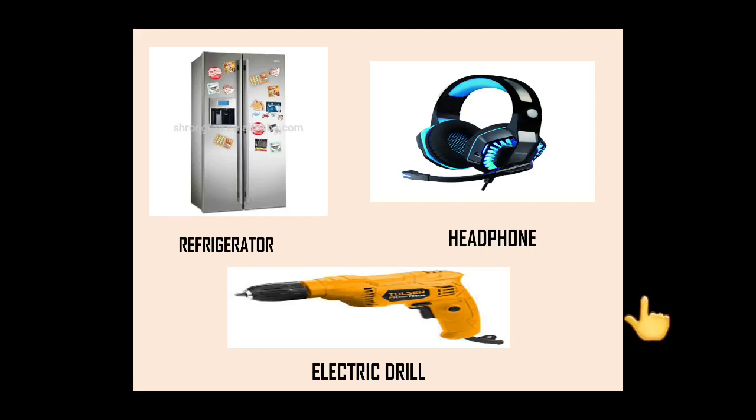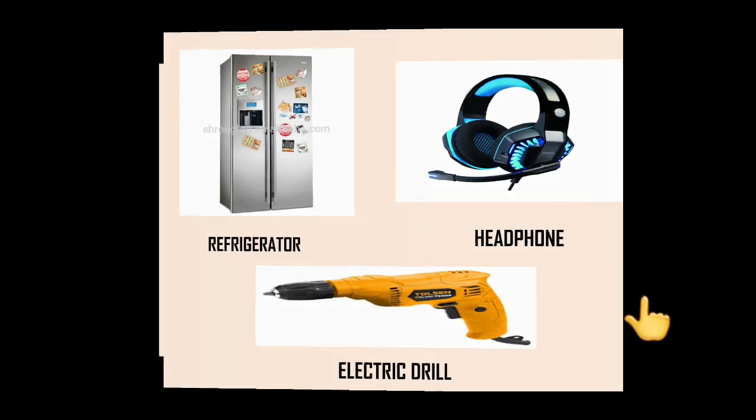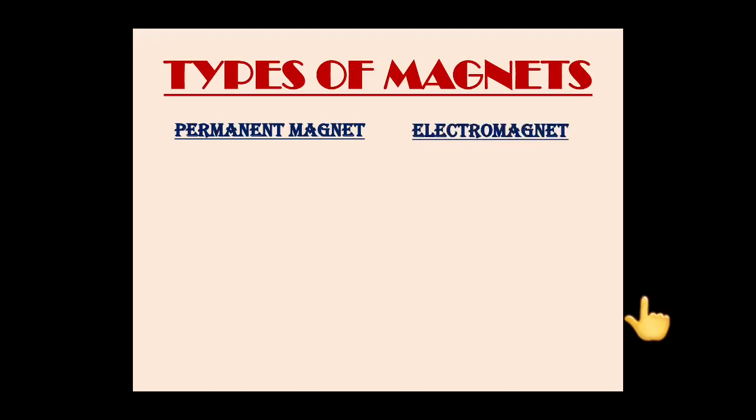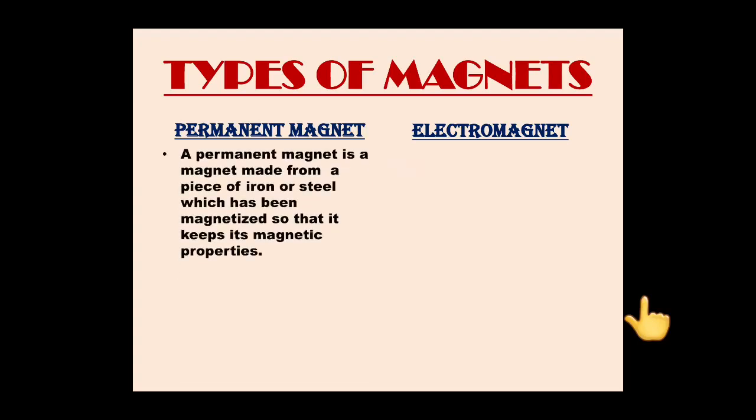No. Based on magnetism, there are two types of magnets: permanent magnet and electromagnet. Electromagnet is also known as a temporary magnet. A permanent magnet is a magnet made from a piece of iron or steel which has been magnetized so that it keeps its magnetic properties.